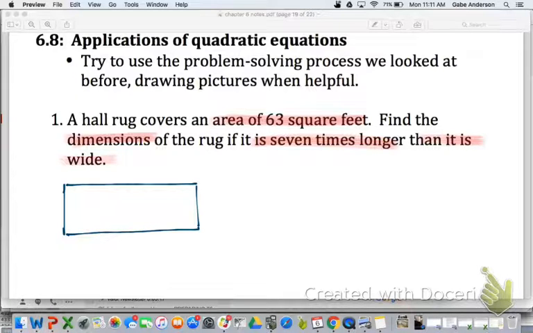I know that the area is 63 feet, but I want to focus on that second sentence. It says, if it is 7 times longer than it is wide. And so that tells me that the length and the width are unknowns. So if we're going to be labeling our picture with some dimensions like length and width, what would you suggest as far as that goes? Christiana? I'd put x and x on the width and then 7x and 7x on the length.